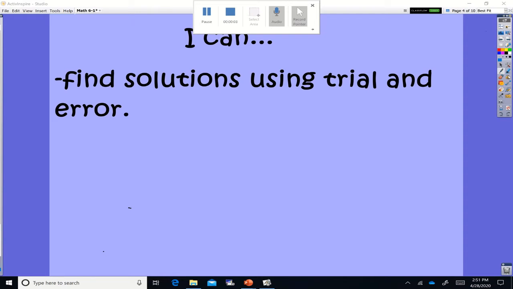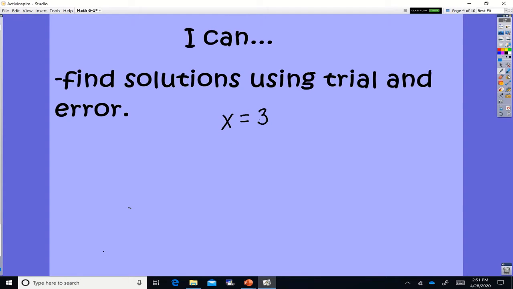Our I can statement for today is I can find solutions using trial and error. What we're going to be doing is you're going to have different equations with variables. Now we've talked about variables. A variable is a letter that represents a number. For example, we might have the variable x. If x equals 3, that means any number in our equation that is x is going to equal 3.